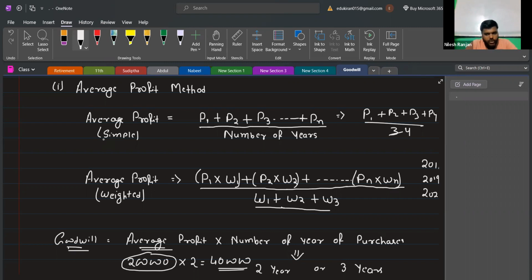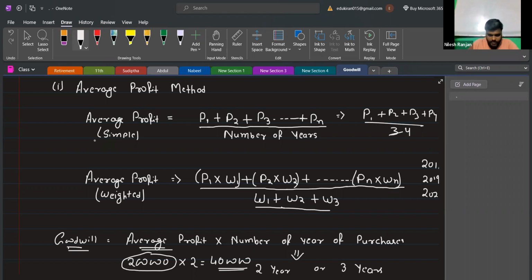You need to remember the formulas. You need to solve some questions of average profit, super profit, and capitalization method, and then you will be able to solve the questions. Sir, will they ask anything from future maintainable profits? Actually, in practical type questions, yes, maybe one or two items can be given for future maintainable profit, but I don't think that is important.